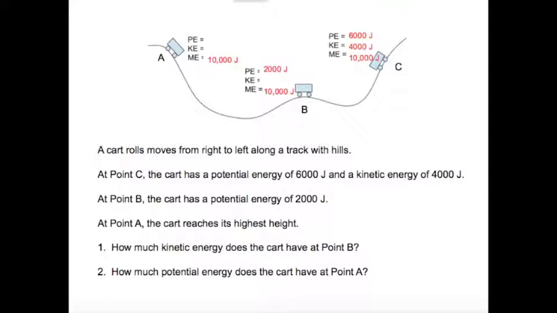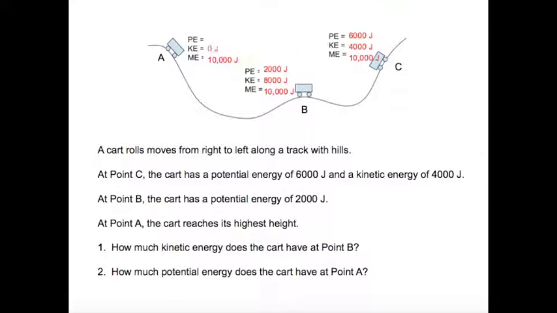Since mechanical energy is conserved, that 10,000 joules of mechanical energy is the same in points B and A. That's what it means to be conserved. We have the same value for mechanical energy at all 3 points. That means we can use the two values that we now know in point B to figure out what the kinetic energy is, using the same idea that mechanical energy is potential energy plus kinetic energy. So we know that 2,000 plus 8,000 would give us the 10,000. So we knew that kinetic energy must have been 8,000 joules. That's the answer to part 1.